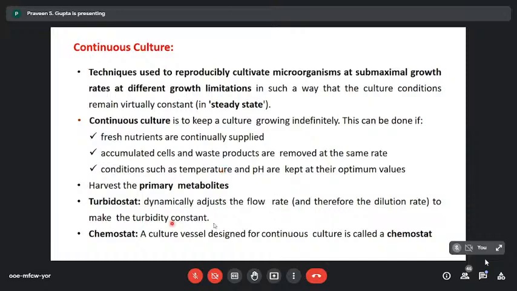And this limiting factor is the main focus area of the chemostat. The chemostat is the most reliable because in a turbidostat, you do not know whether the bacteria are living or dead. But in a chemostat, you can find out whether the bacteria are living or dead. So it is a more reliable technique used in continuous culture.